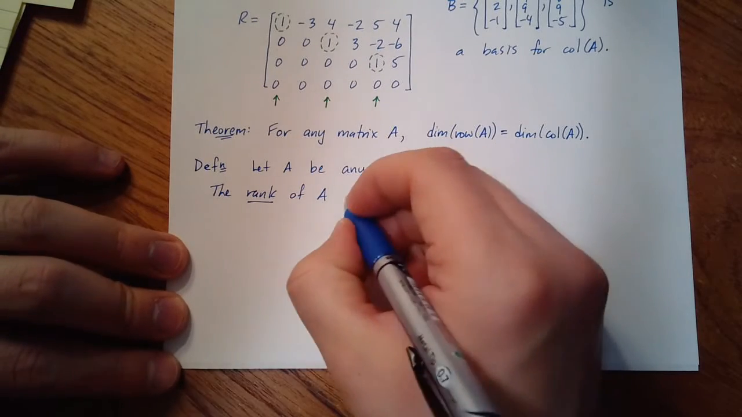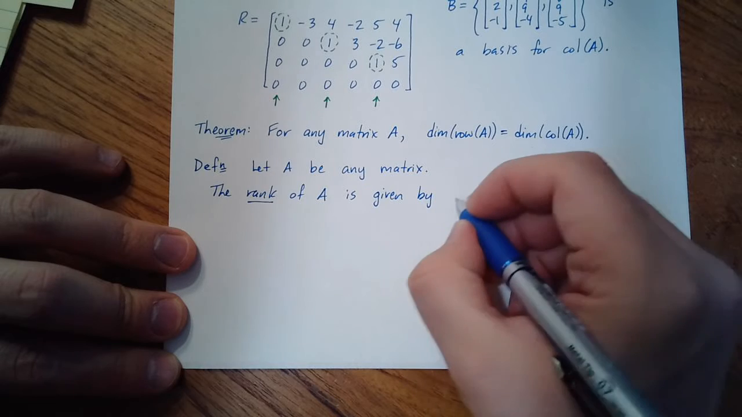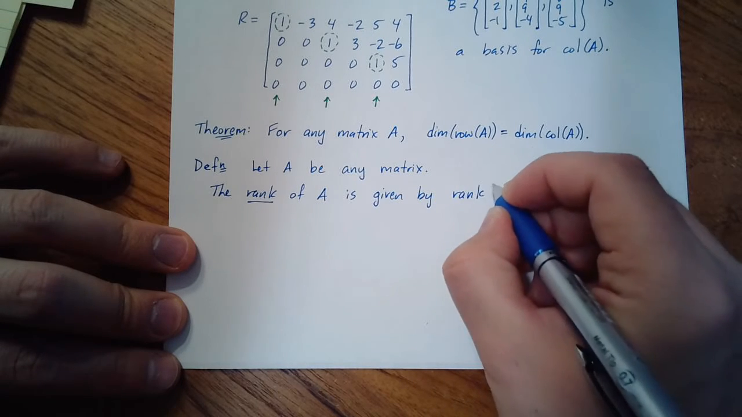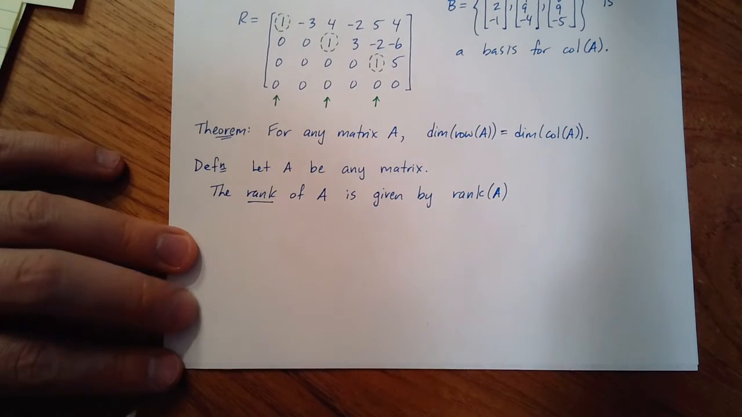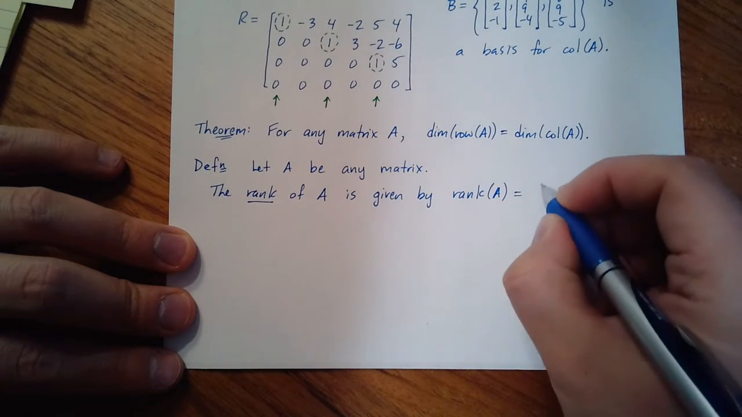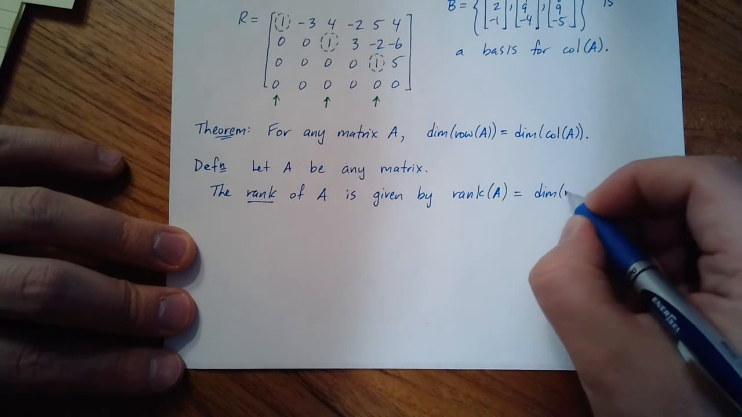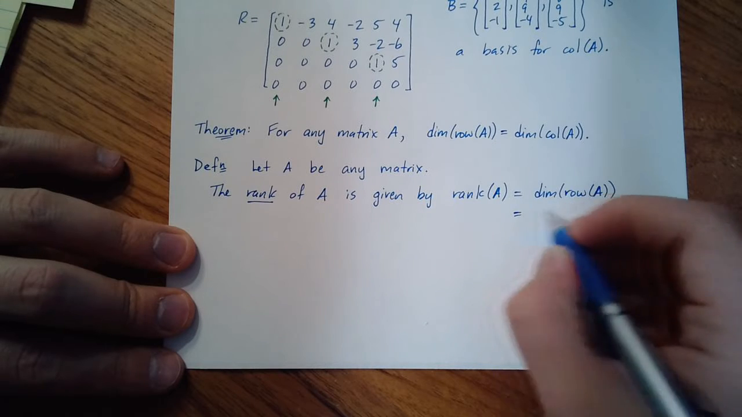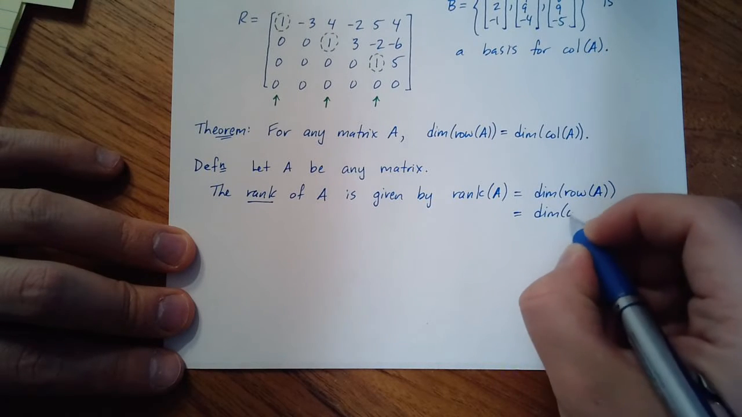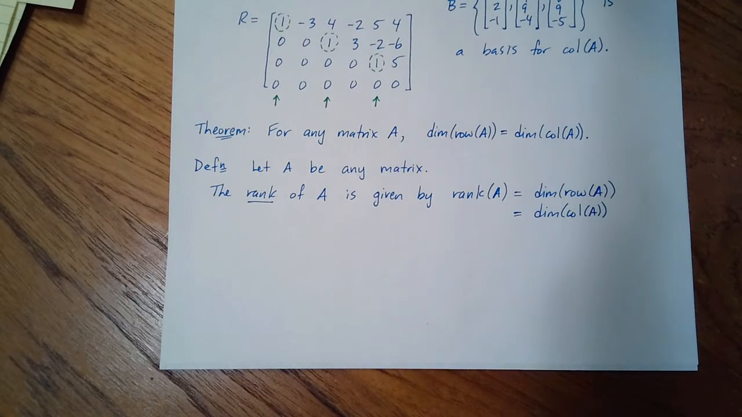So the rank of A is given by, well, the way we write it for notation was we just write the word rank, and then you write A in brackets after, and you just say it's equal to, you could choose whichever one of these you like better to write down. I'm going to use the dimension of the row space of A, but you could just as easily have written the dimension of the column space of A. Both of these would work.